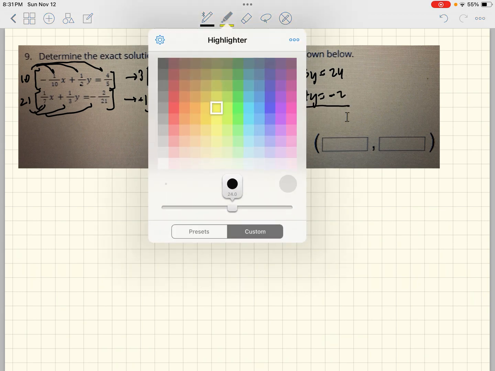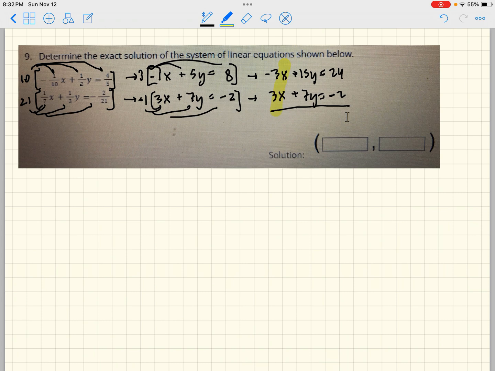Okay, so now if we add these up, look what happens. So you see, these are going to cancel out, because negative 3 and 3 cancel out. Well, 15 and 7 make 22y is equal to 24 minus 2, which is 22. So if you divide both sides by 22, you'll end up getting that y is equal to 1. So that is going to be our y value.